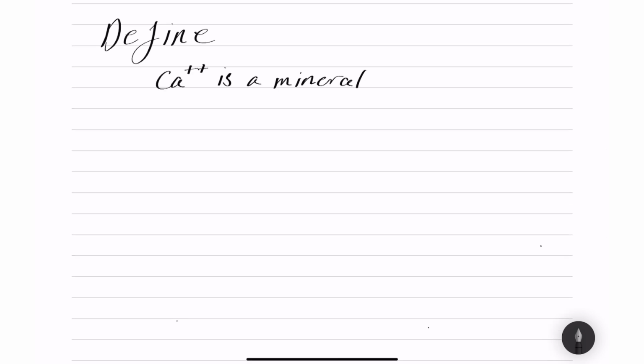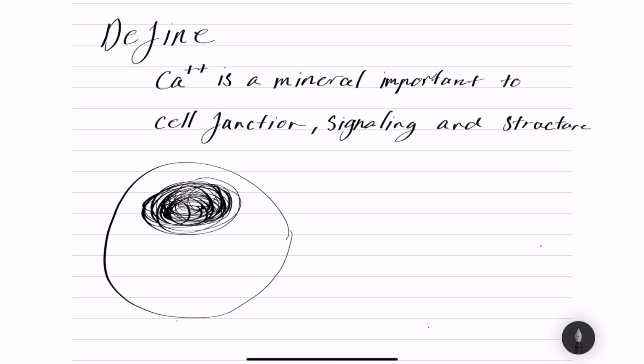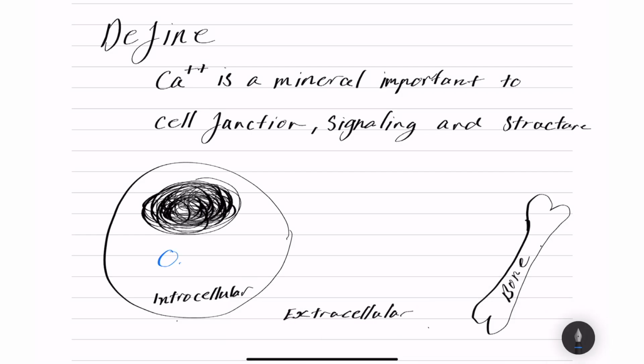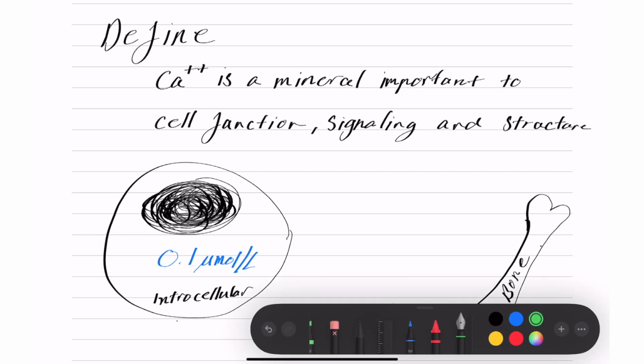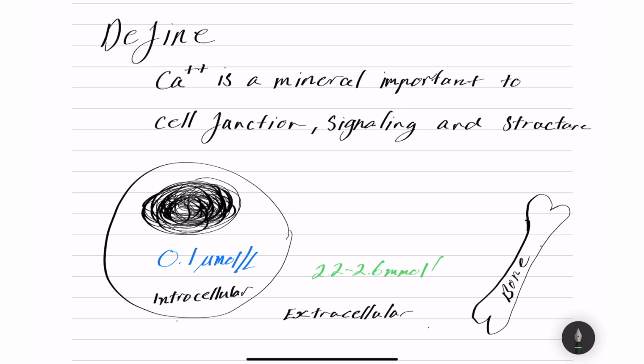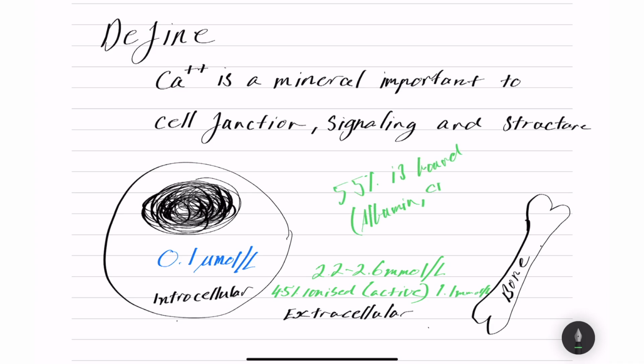To begin with, to define calcium, calcium is a mineral and it's important to all cell function, signaling, and structure. If we were to draw a cell here and talk about the concentrations of calcium, so internally, intracellularly, calcium is 0.1 micromole per litre. Extracellularly, it's 2.2 to 2.6 millimole per litre, with 45% of that being ionized, and ionized means it's the active calcium, the more important number, which is about 1.1 millimole per litre. The other 55% is bound, so usually to albumin, citrate, and phosphate.